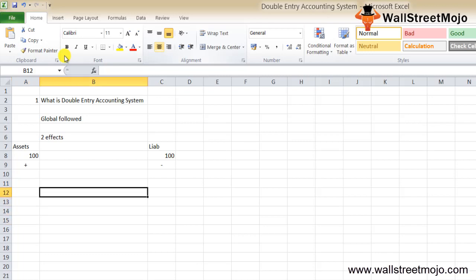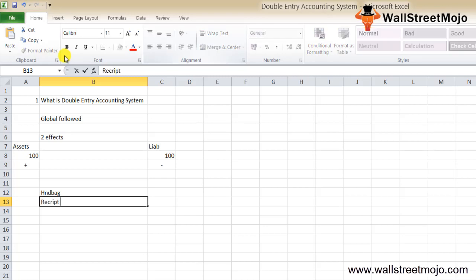Now consider a person who purchases something, say a handbag, and there's one transaction where he pays the amount for the bag. As per the double entry accounting system, another corresponding transaction should be created. So it should be a receipt of the handbag, so that there is a net effect.